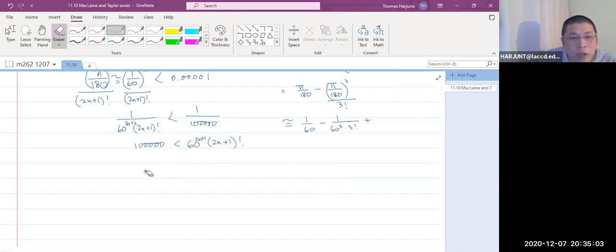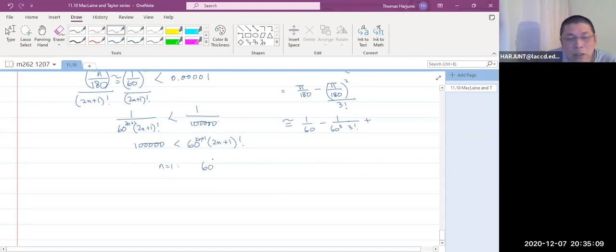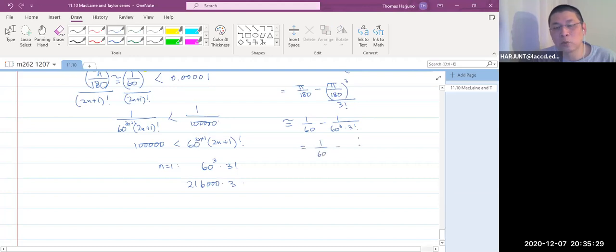So when n equals 1, I get 60 cubed times 3 factorial, that's 216 with 3 zeros. Yeah, n equals 1 is good enough. So I will use this approximation: 1 over 60 minus 1 over 216 with 3 zeros times 3.